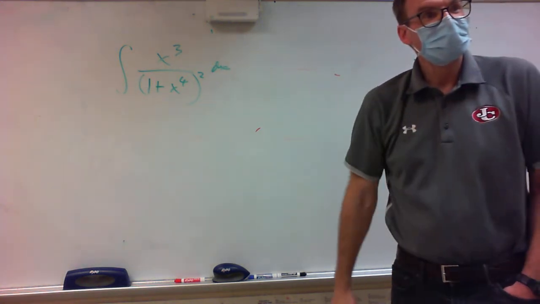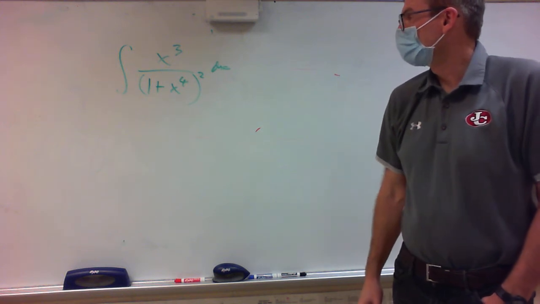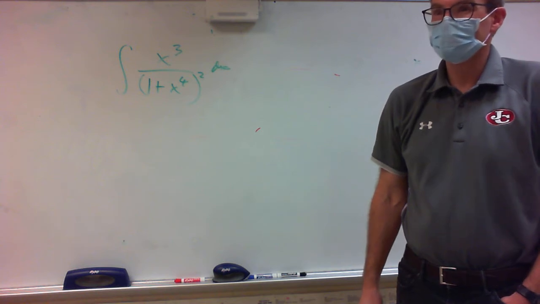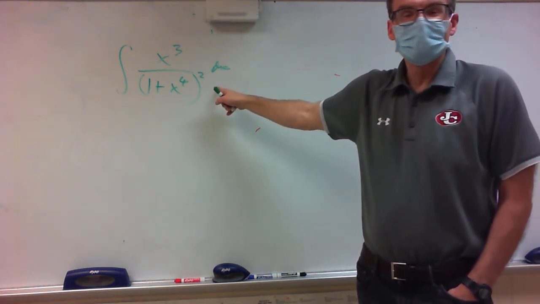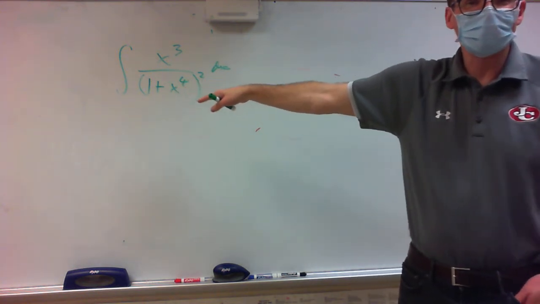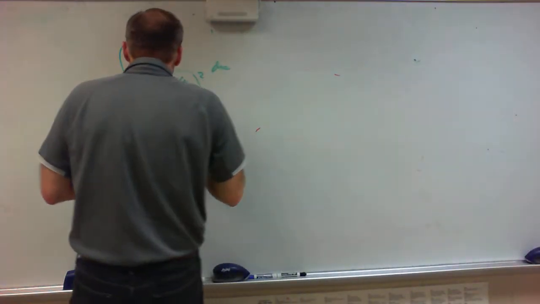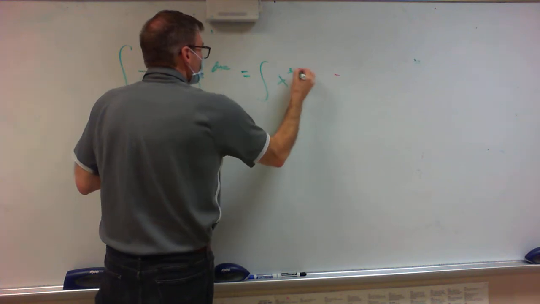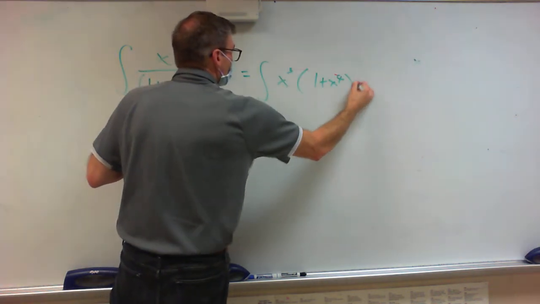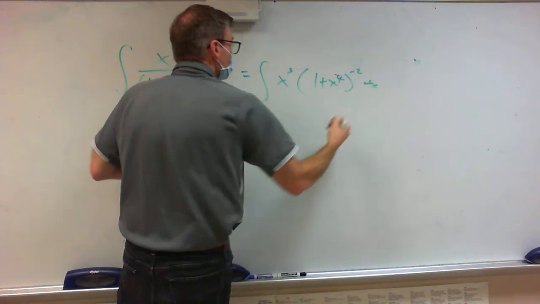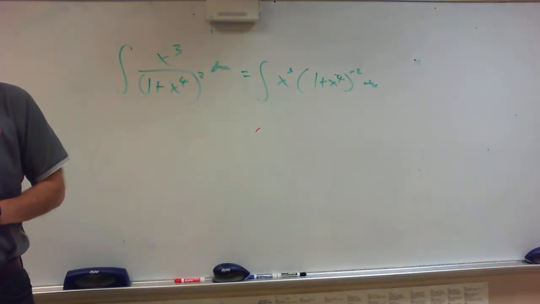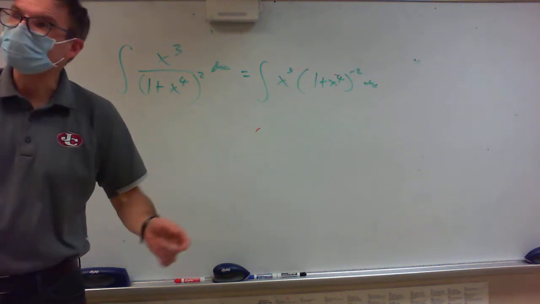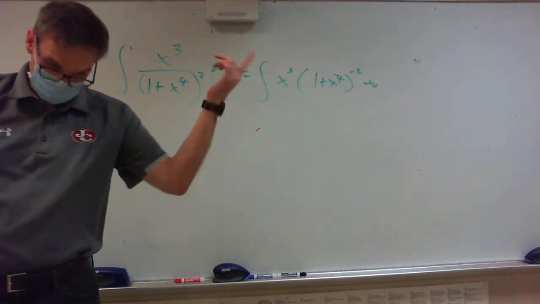Can you split it up into two parts? No. Rewrite this to the -2. You can't break it apart with the denominator, right? So you need to think of this as the integral of x cubed times 1 plus x to the 4th to the -2. Now when you look at this, what do you see? Stuff to the -2. What's your guess?